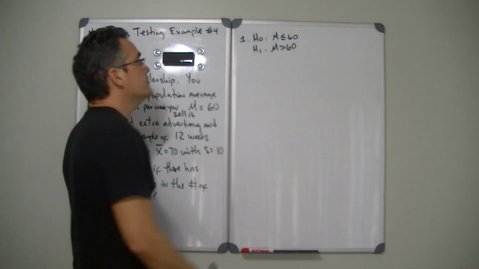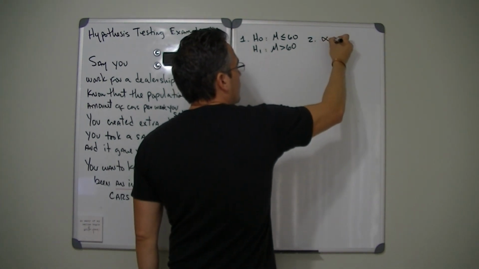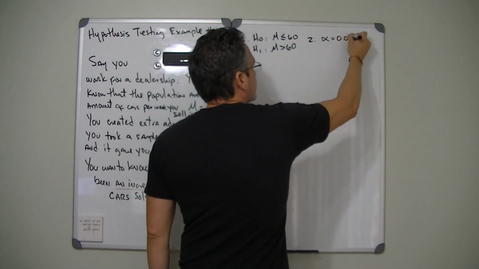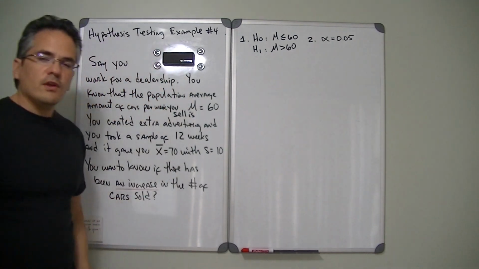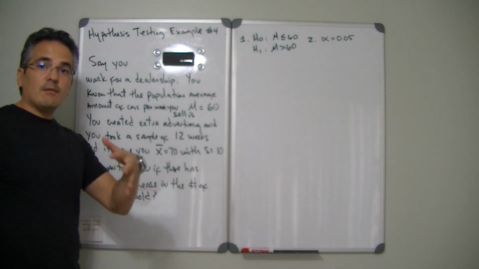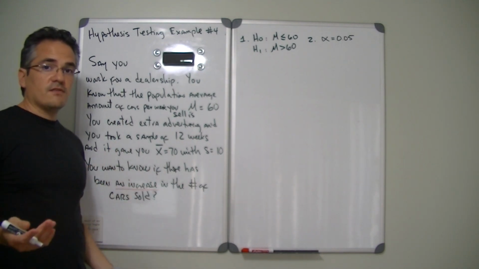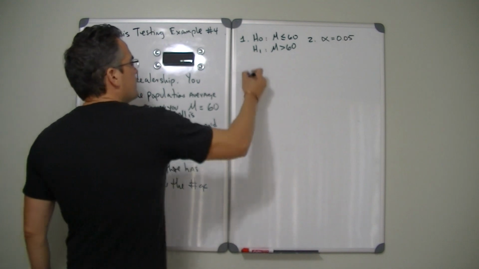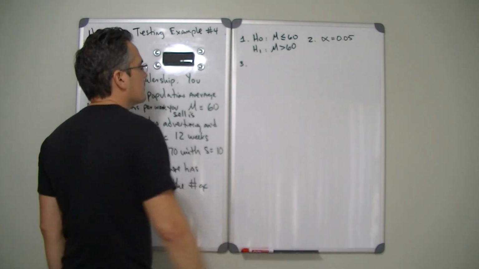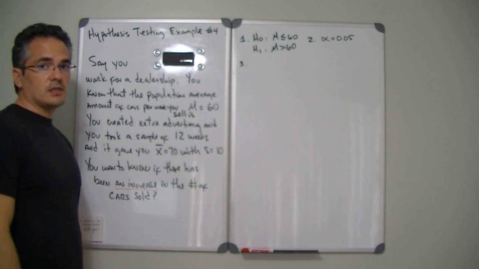For step 2, we need to figure out our significance value, or our alpha. Now the alpha, again, in real life you can select any alpha you want. In the case of an exam, a professor has to give you an alpha, because otherwise everybody will be conducting a different test. Now for step number 3, we need to figure out which test we're going to be conducting.